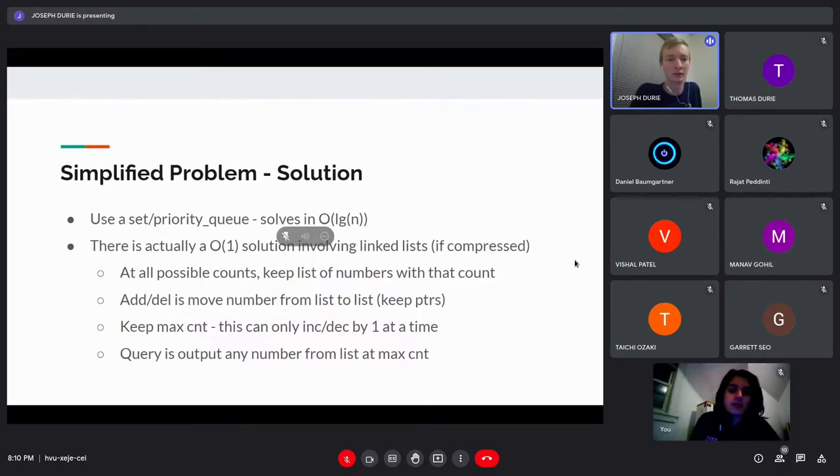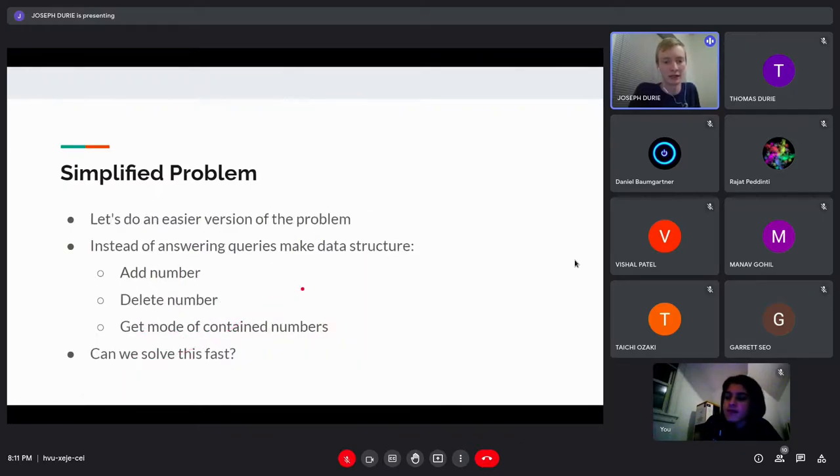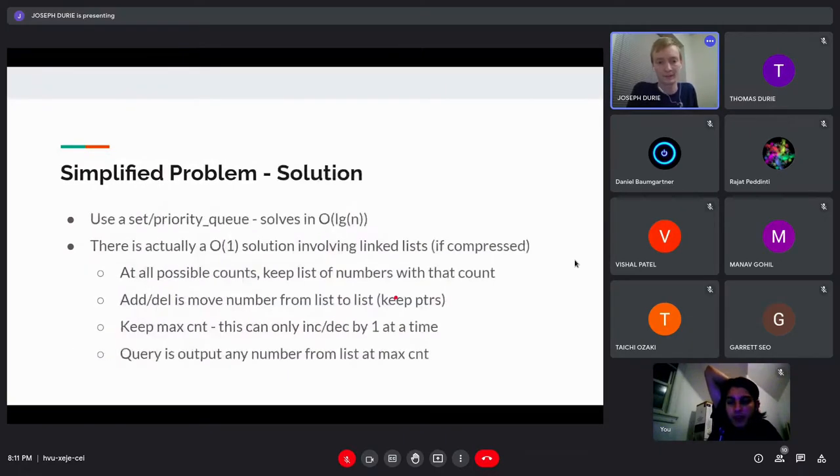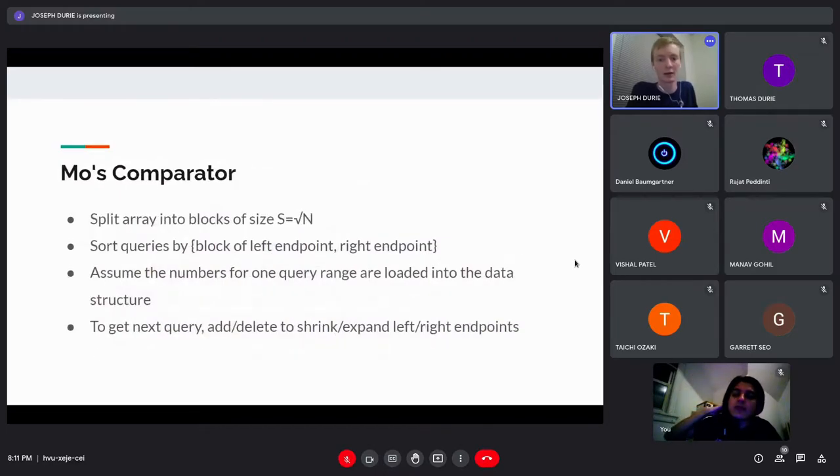Okay. Yeah, so basically the point of this is we have this data structure. We can do these three operations fast. We can insert, we can delete, and we can get the most common element. We can do that all quickly. So now we're going back to the original problem, which again is we have these queries where you have a subarray and you want to return the most common element quickly. And we're going to use this data structure to do that.